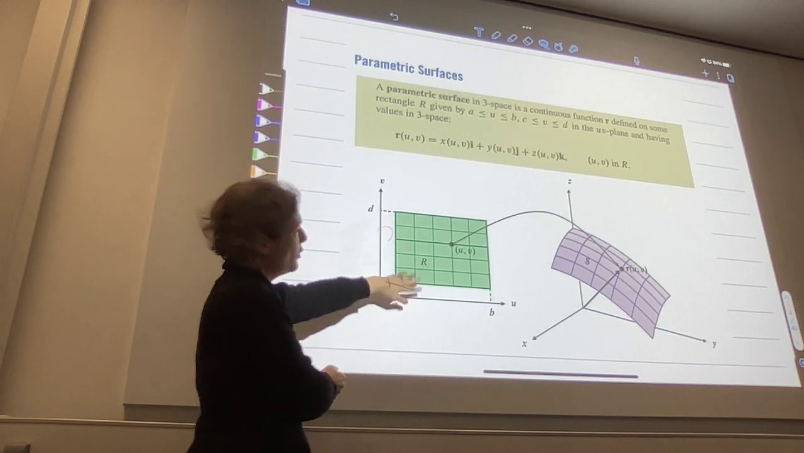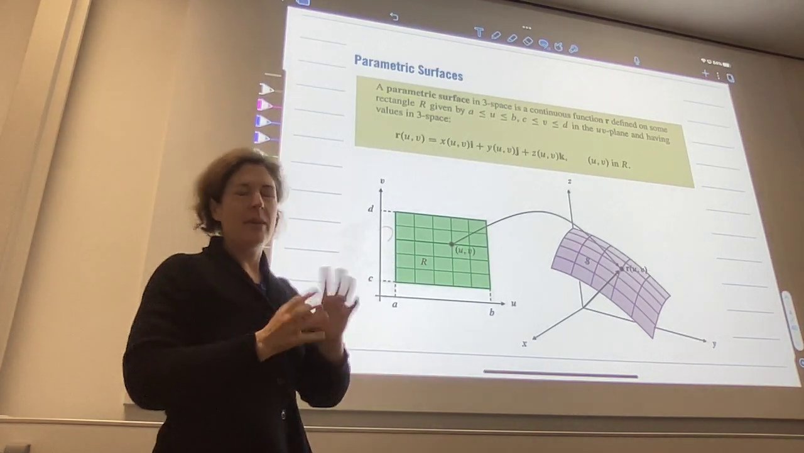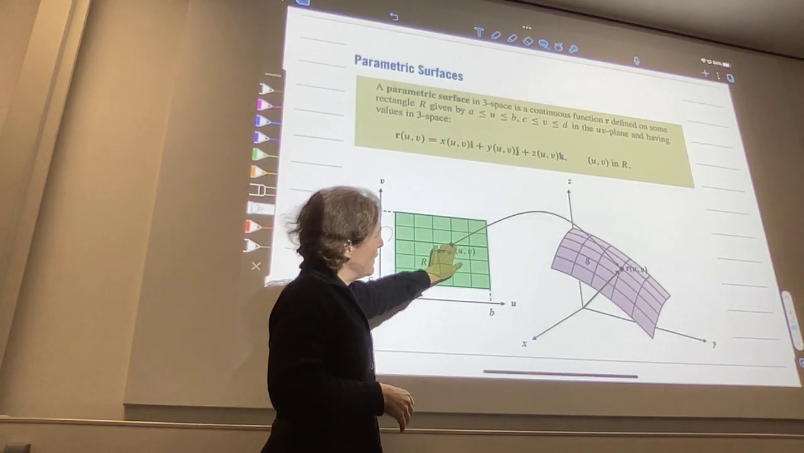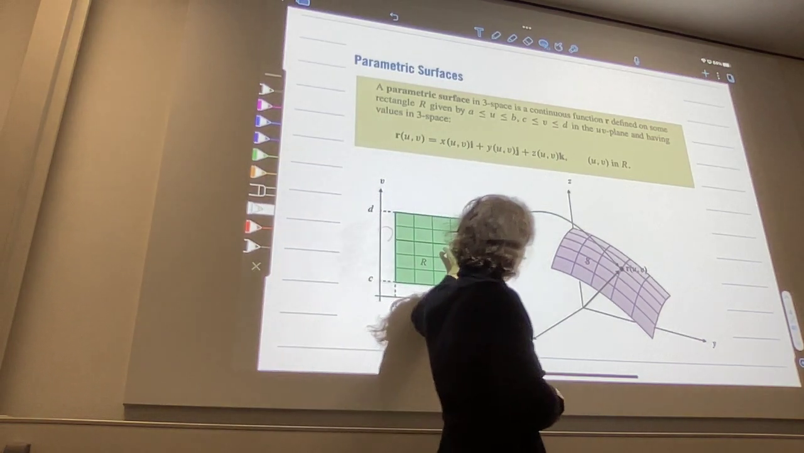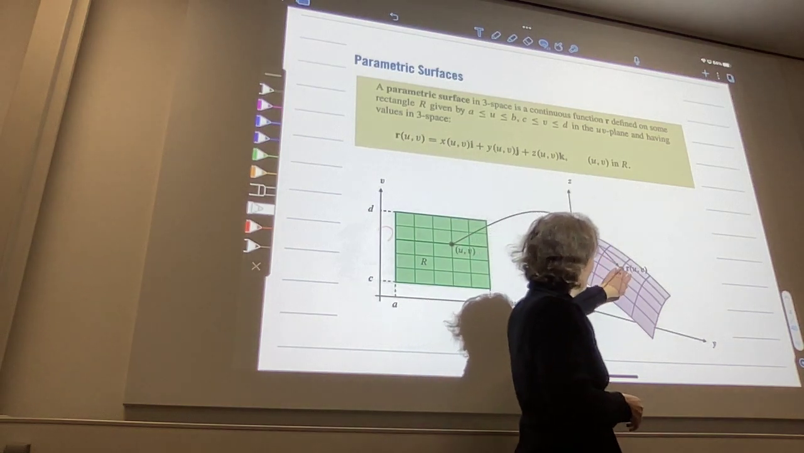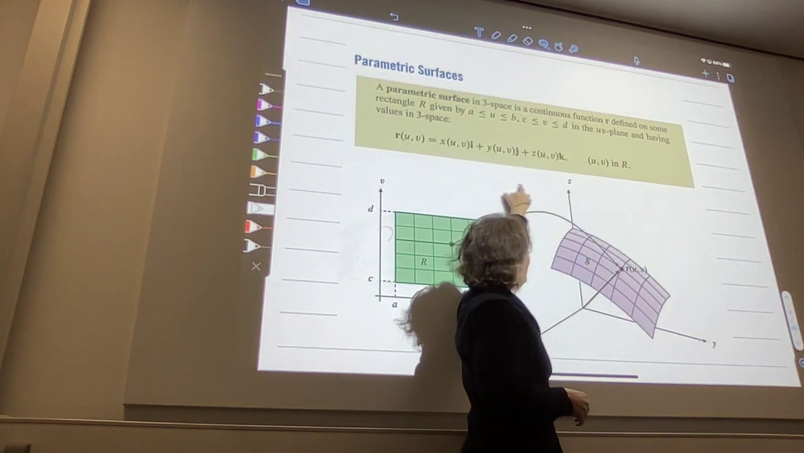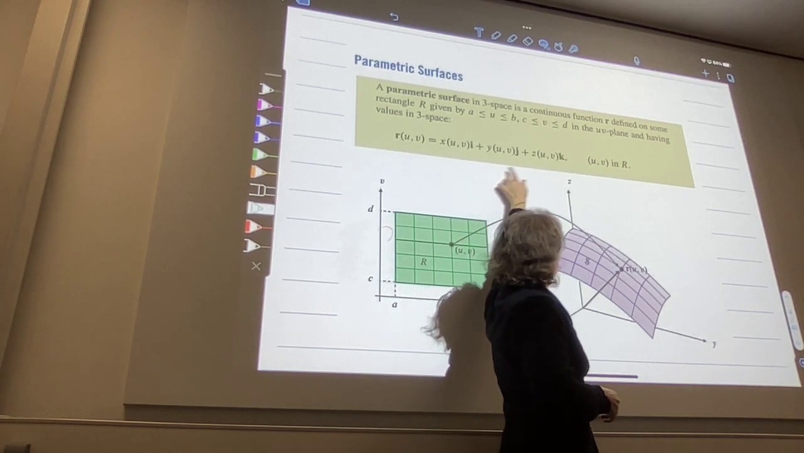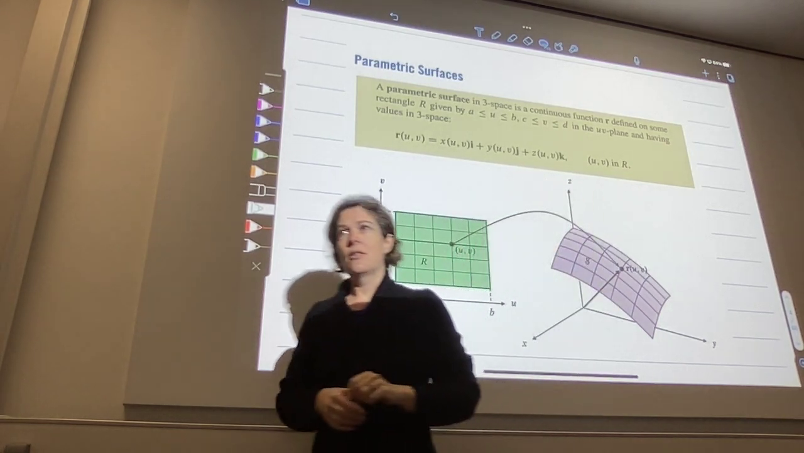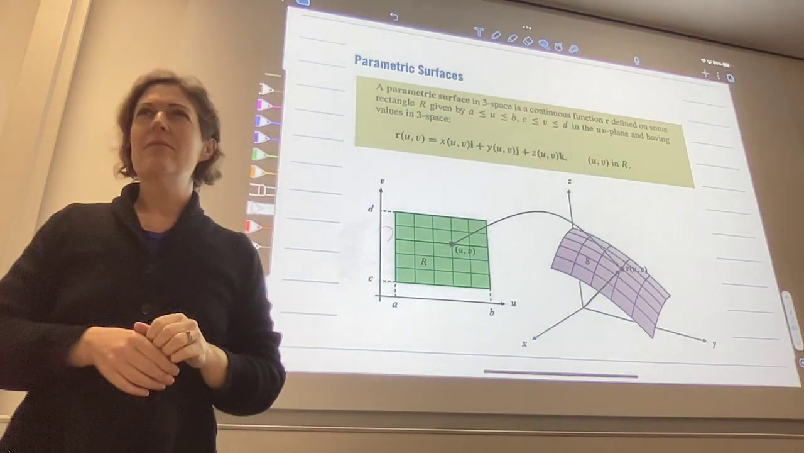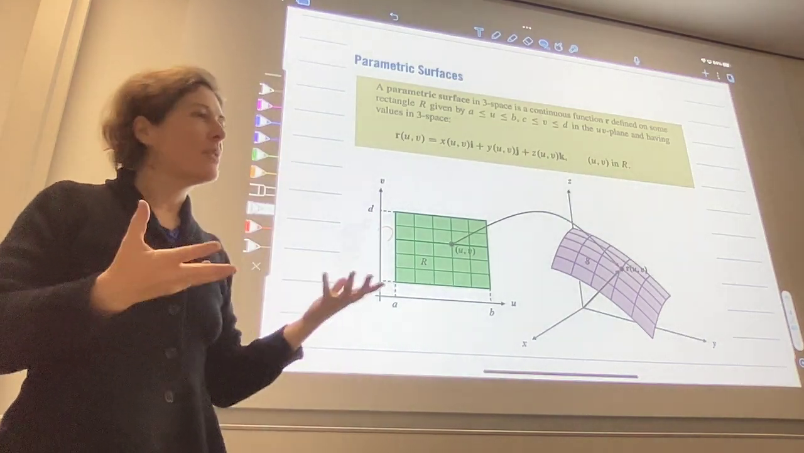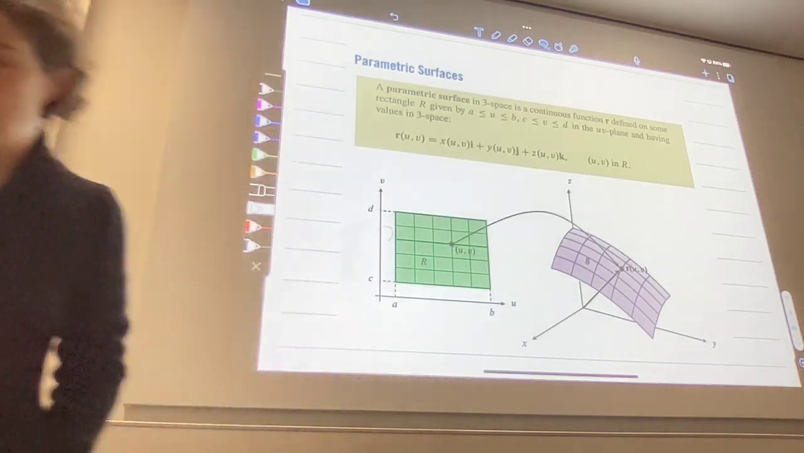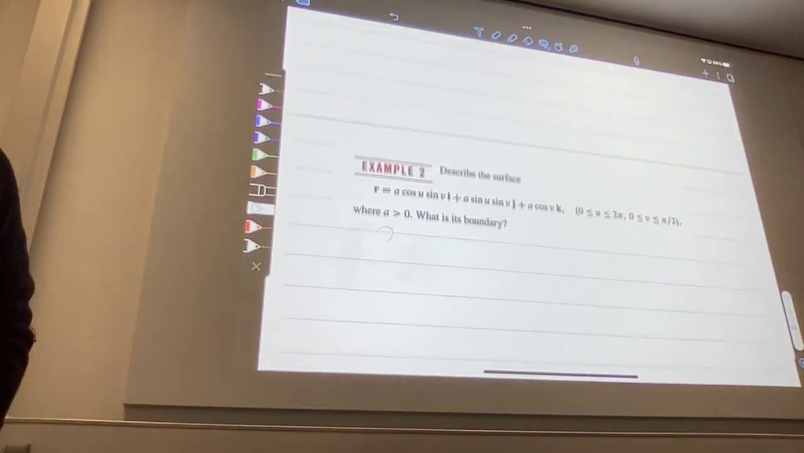which we'll call u and v, just so that we don't think about it as x and y. And from each point in here, we get a U and V. And we're going to plug that into our R, which looks like this. And when we plug in our U and V, that will tell us what our X component is, what our Y component is, and what our Z component is. Kind of make sense? So we've just gone from one dimension to two dimensions, but we're doing the same thing. So let's just look at an example.